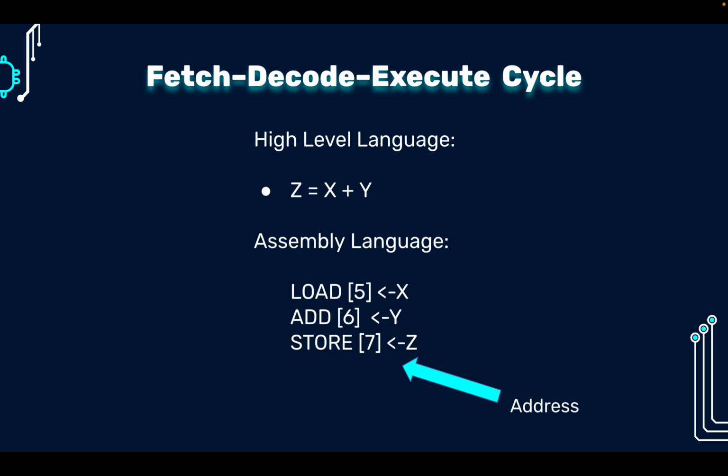First we need to load the x value, which is stored at address 5. After that you need to add integers, which is y, and maybe it is stored at address 6, so you need to add 6. After that you need to store it into set, so you need to know the address of set, which is 7.